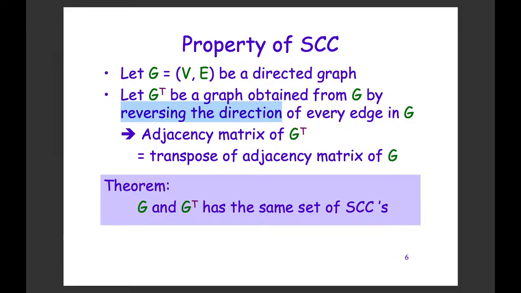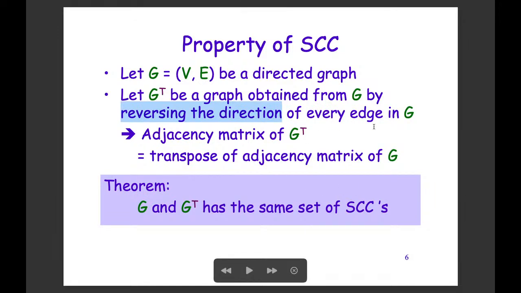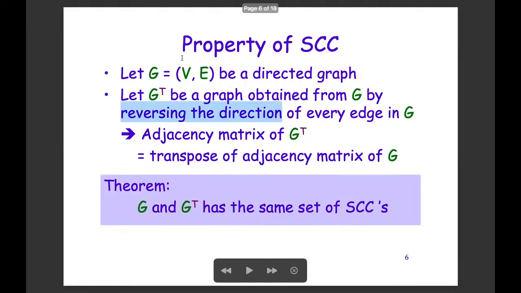To prove this, it is easy to see that U is mutually reachable to V in the graph G if and only if U is mutually reachable to V in the transpose of the graph G. Because U and V being related in G implies that they are related in G transpose, the strongly connected components defined by G will be the same as those defined by G transpose. Is that okay? We are not going to prove this theorem in full; it is left as an exercise for you.